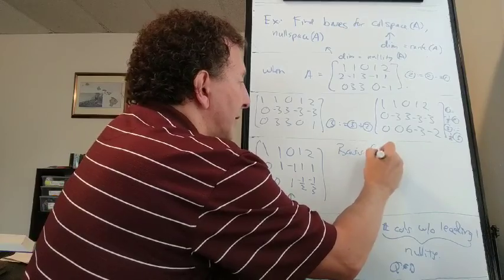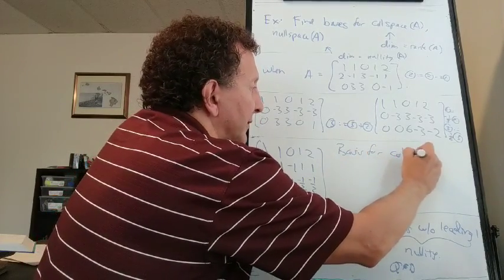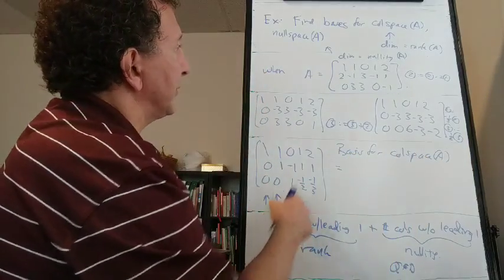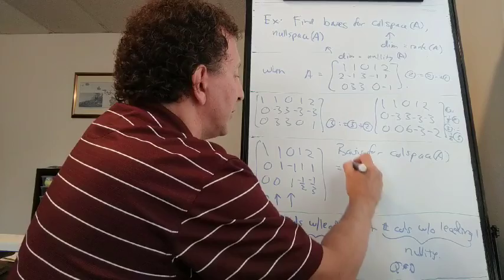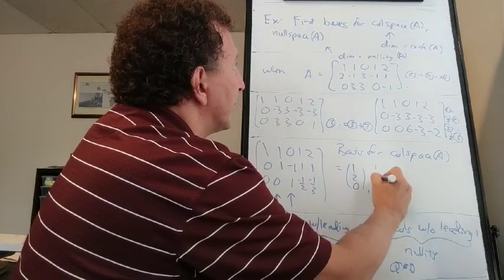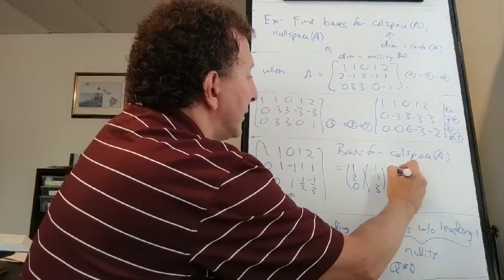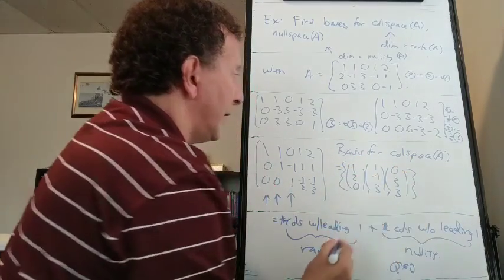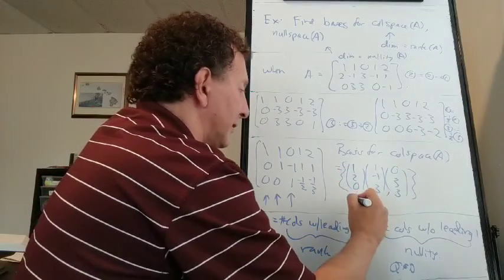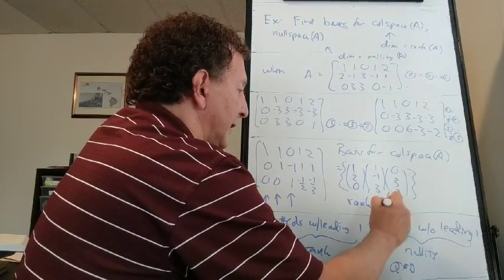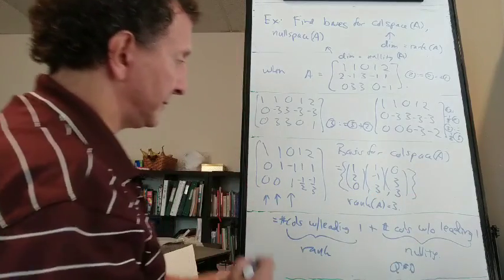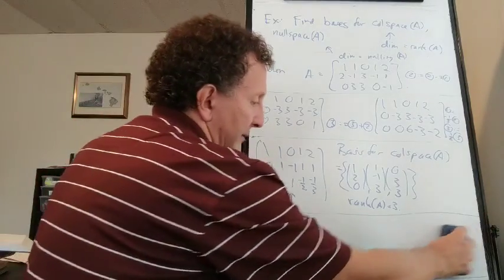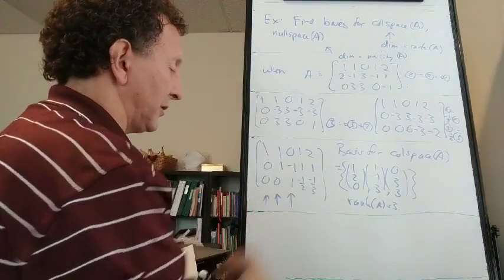So a basis for the column space of A is the first 3 columns of A. So 1, 2, 0, 1, negative 1, 3, 0, 3, 3. And the dimension of that is the rank. So the rank of A apparently equals 3. Now to describe the null space, we have to set this equal to 0.